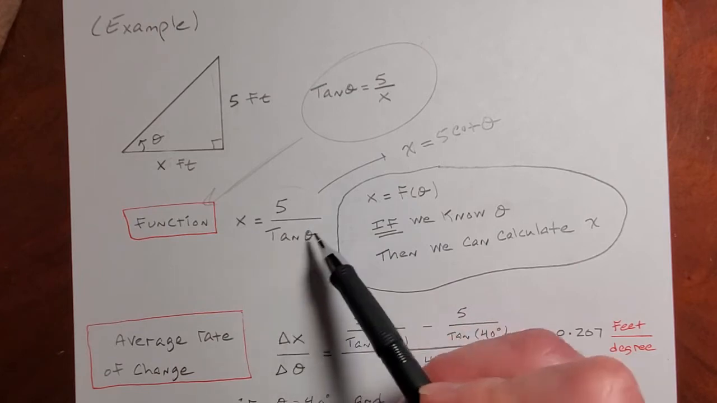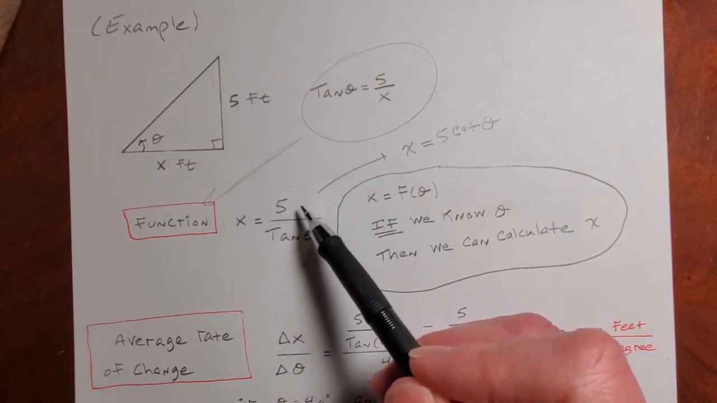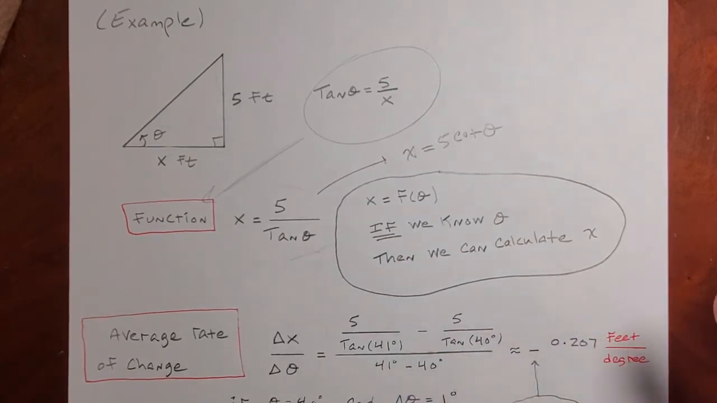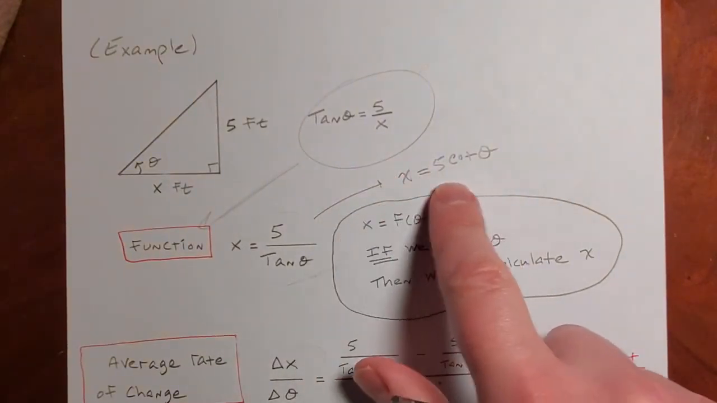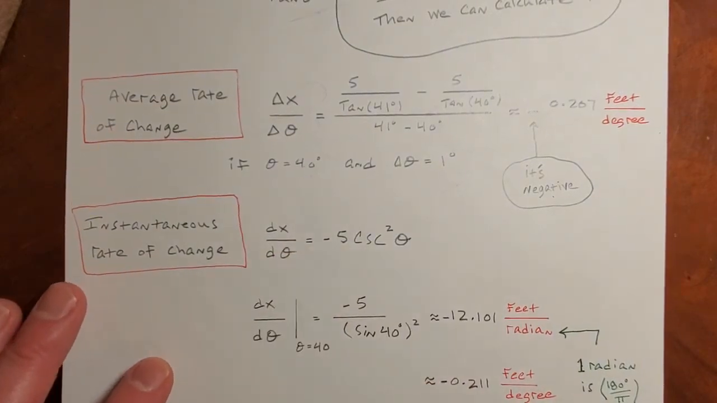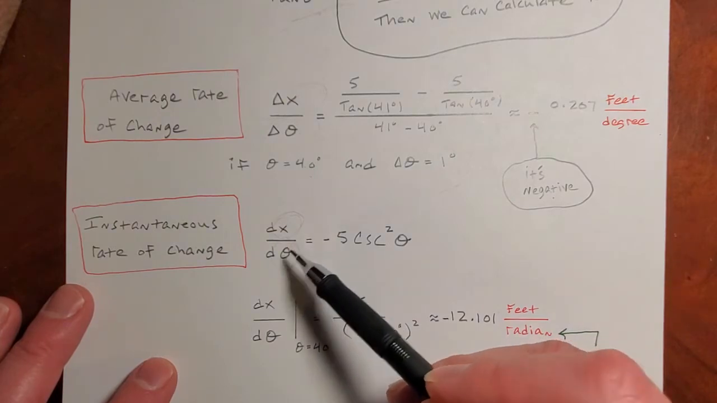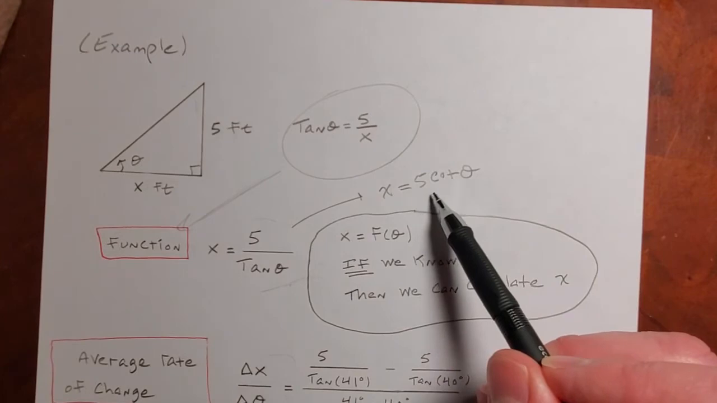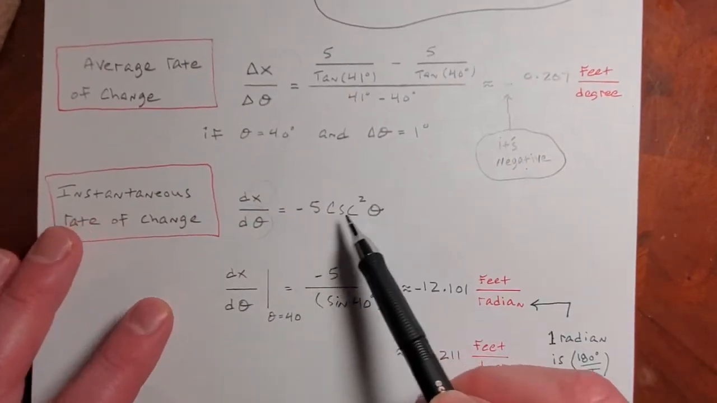1 over tangent, that's cotangent. So I could write it as 5 times 1 over tangent, so 5 times cotangent. Now, if I'm going to find the derivative of this function, x being a function of theta, that's what dx over d theta is. Look for the function where x is a function of theta and use the rules to find its derivative. Well, it's right here. It's 5 cotangent theta. The derivative of cotangent is negative cosecant squared.